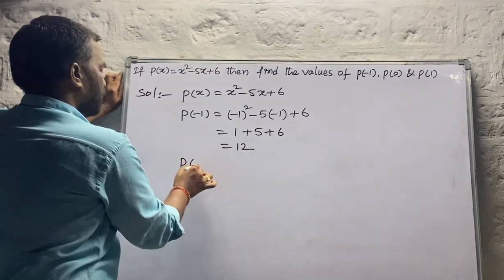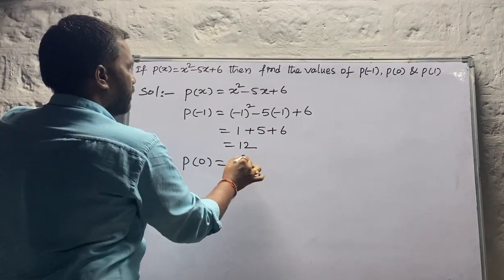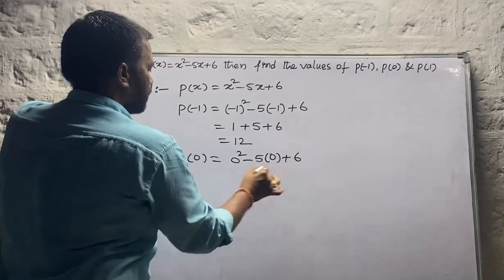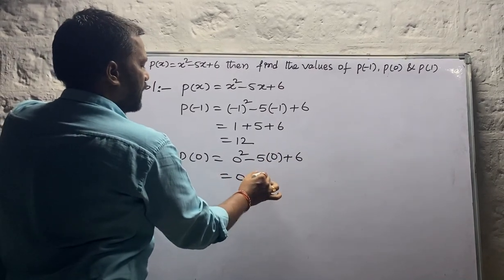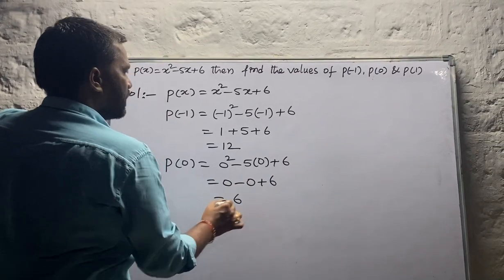Next to p of 0. P of 0 means we write in place of x 0 and the remaining all same. 0 square minus 5 into 0 plus 6. 0 square is 0. Minus 5 into 0, 0 plus 6. 0 minus 0 plus 6 is 6.